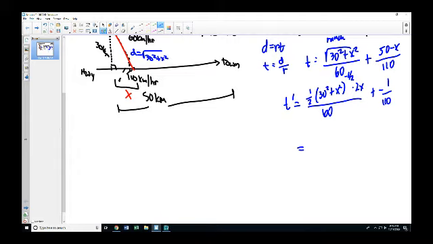Okay. Let's go: x over 60 root 30 squared plus x squared, minus 1 over 110. I think you abandoned the 2x though. I didn't, because there's a divide by 2. Oh, I see. I was wondering where that went.